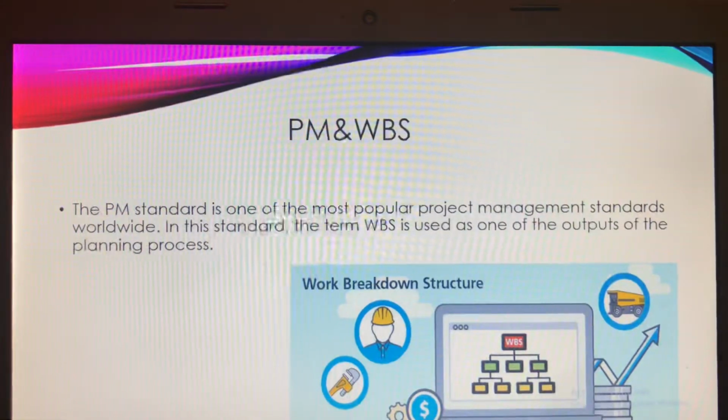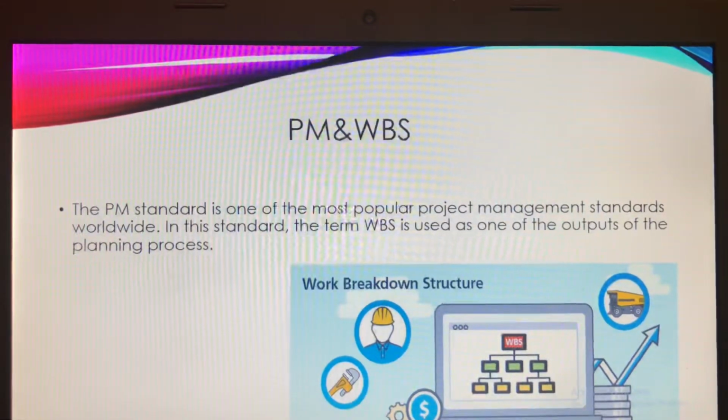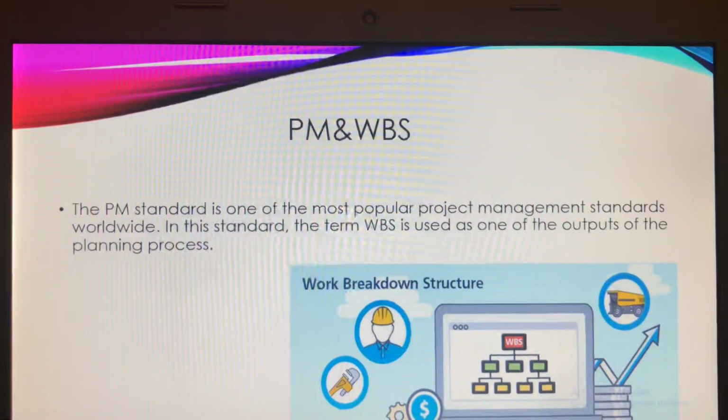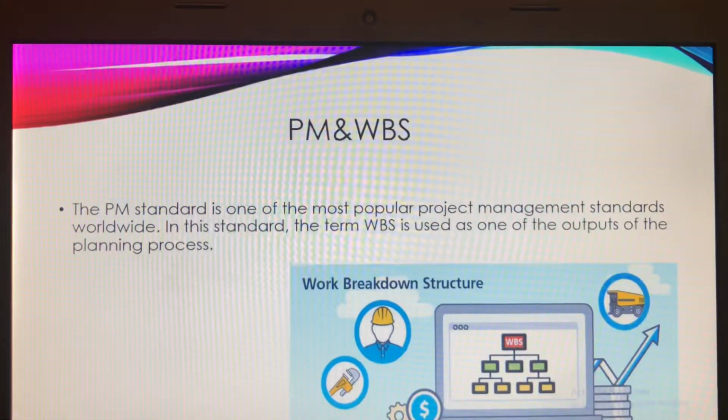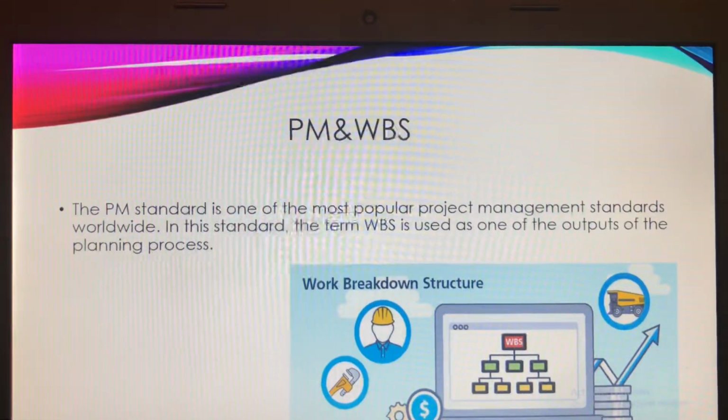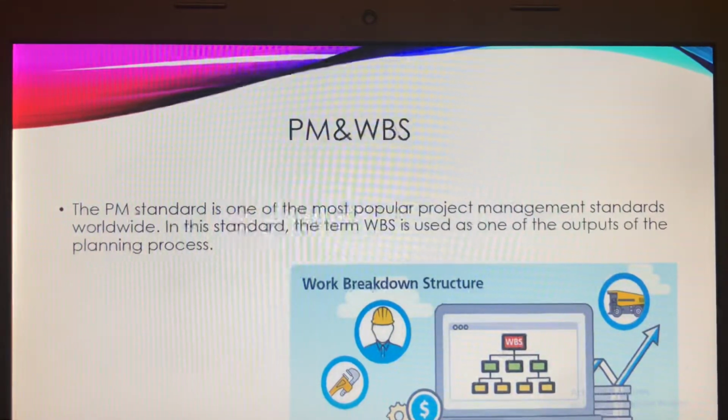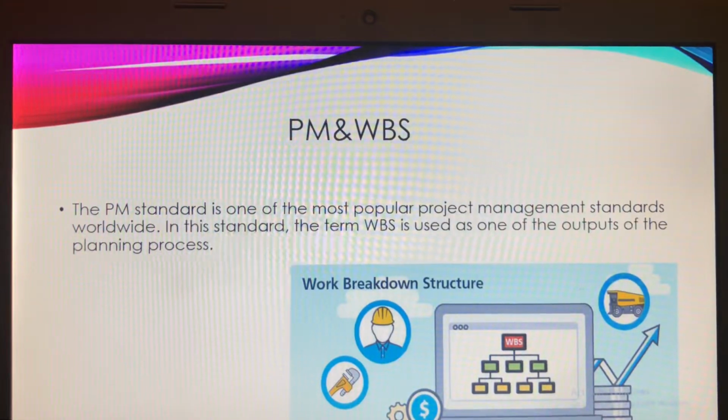And PMI and WBS: the PMI standard is one of the most popular project management standards worldwide. In this standard, the term WBS is used as one of the outputs of the planning process.